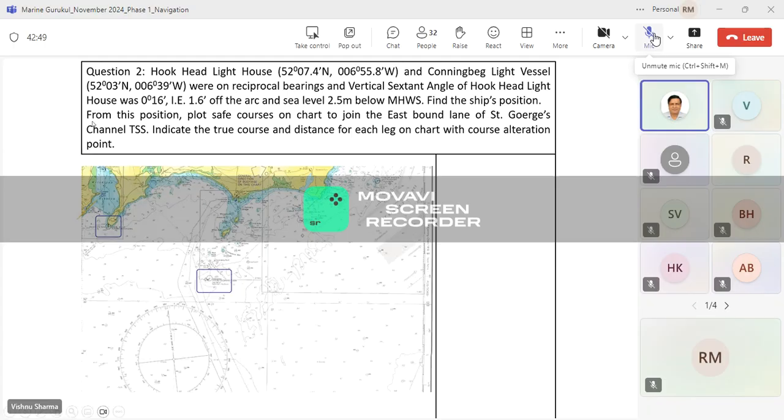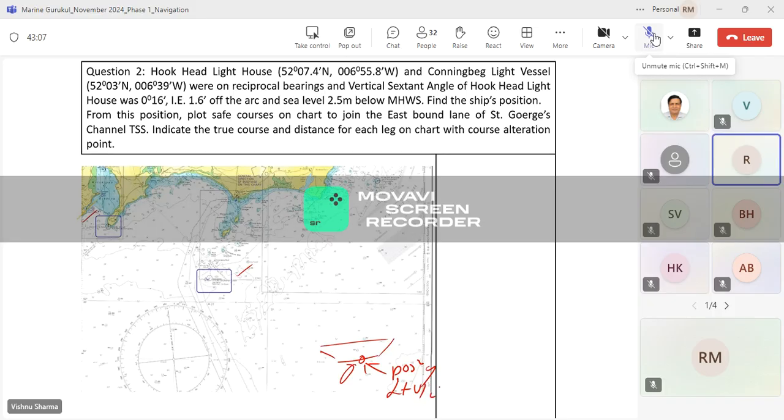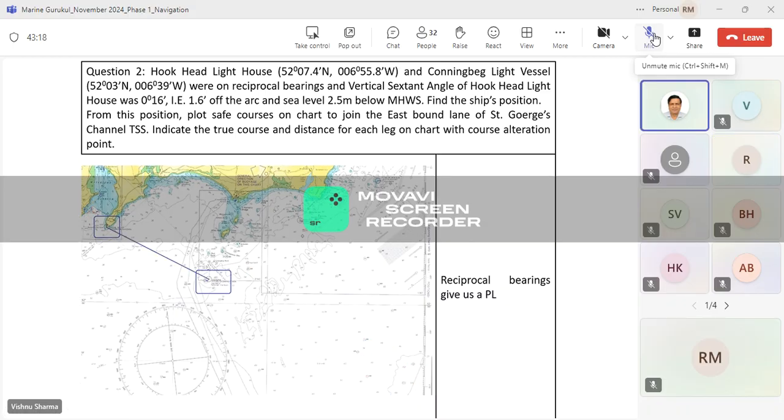Okay. Here is the light vessel. Here is the Hook Head light. I've already shown the sign of the light vessel last time. You remember? Light vessels are shown like this. This is the position of the light vessel. So what do we do? Reciprocal bearing gives us a PL. You don't have to write this. This is only for explanation, so this is not to be in the document. On the chart, will this be the PL by reciprocal bearing? Yes or no?